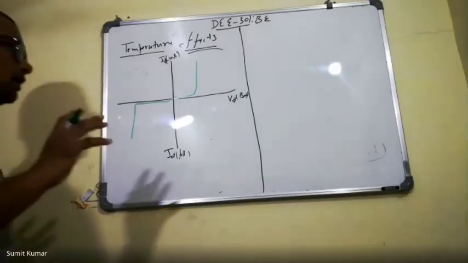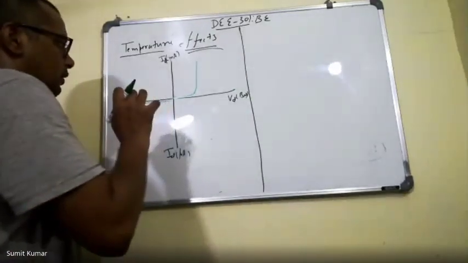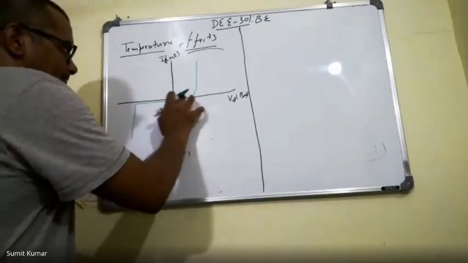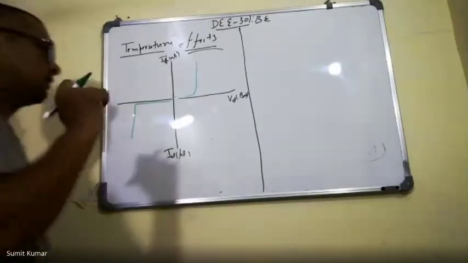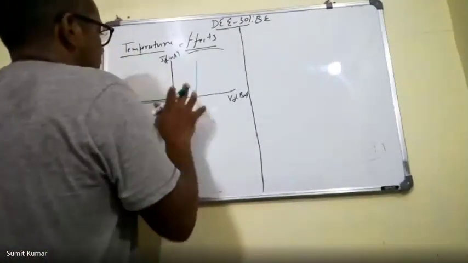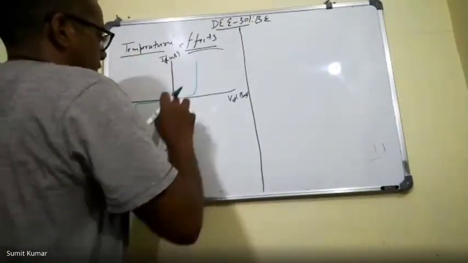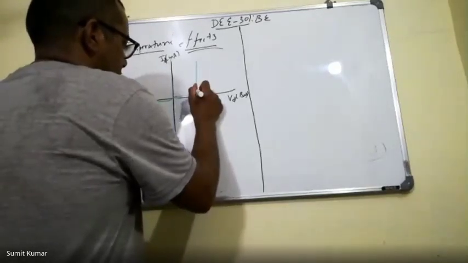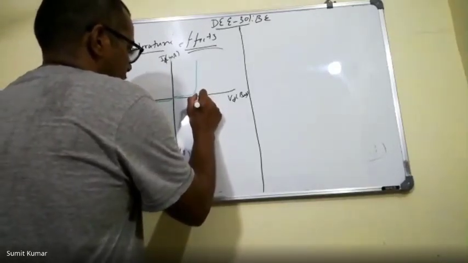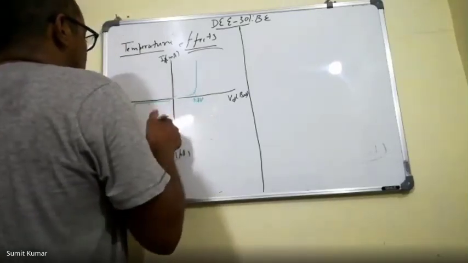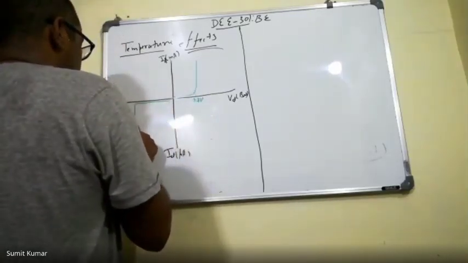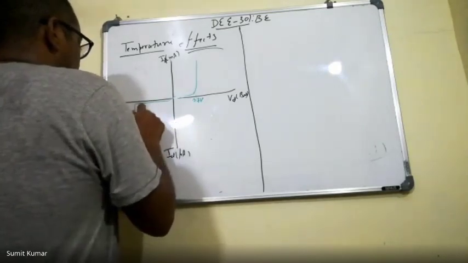So the modeling of the diode we are doing for the forward bias region and reverse bias region only. Okay, so remember this. So these are the characteristics. This is the forward voltage drop, which is almost 0.7 volt for the silicon diode, and this is the breakdown region.